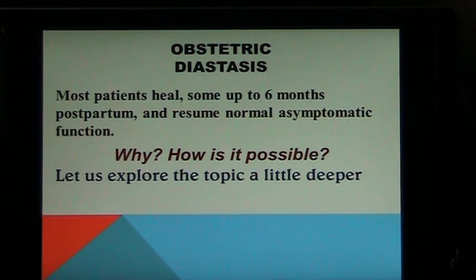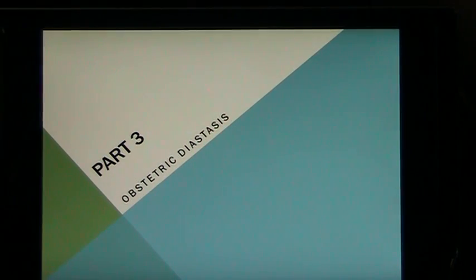So, with obstetric diastasis, most patients heal, some up to 6 months postpartum, and resume normal asymptomatic function. Why? How is it possible? Let us explore the topic a little bit deeper. If we understand why they heal, what the mechanism is, perhaps we can help those who don't. And that will be part 3. We're going to come to that shortly.